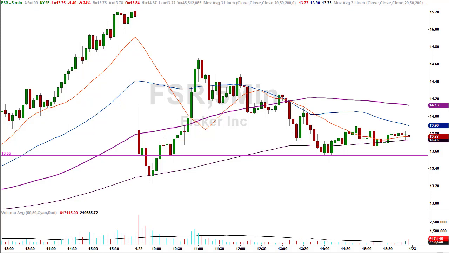Fisker getting a buzz cut at the open, 13.55 on the board bright and early. They hit the number. They spike it. They never get to the second number. They turn around, and look where they went to.